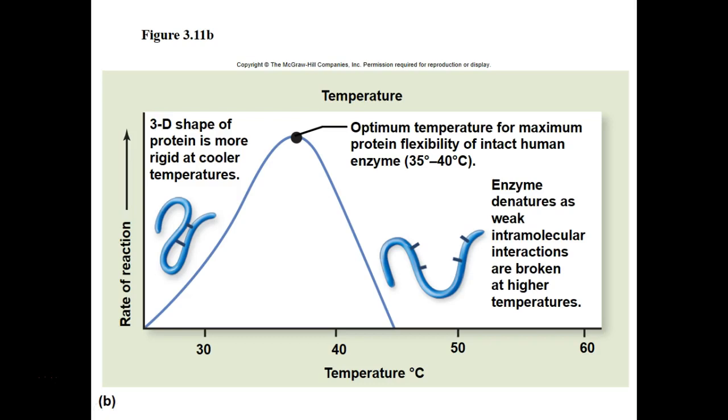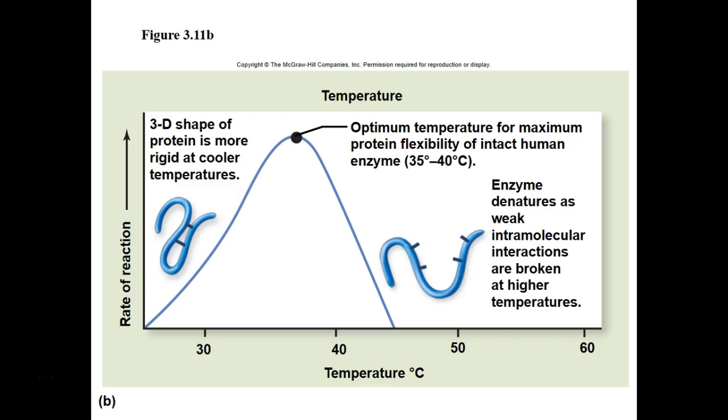All proteins in the body typically work best at body temperature, so around 37 degrees Celsius. But they can work well up to 40 degrees Celsius really effectively. And they can even work at a little bit lower of a temperature. But if we increase the temperature too much, that can cause denaturation of the proteins. If we decrease the temperature, enzymes become very rigid and they no longer function as effectively. They become very, very hard to work with.